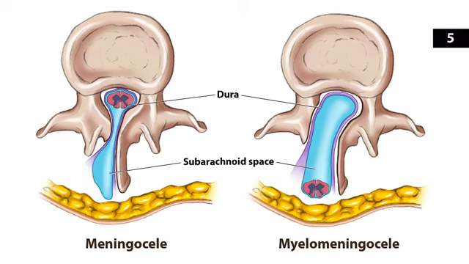The other types of neural tube defects are the meningocele and the myelomeningocele. If it's just the meninges that are herniated, we call it a meningocele. If both the meninges and the spinal cord have herniated, then it's a myelomeningocele. Next, let's talk about forebrain anomalies.